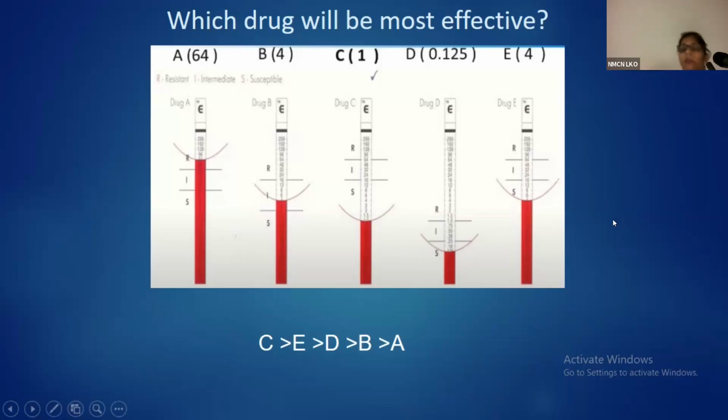So only MIC cannot guide the therapy. We have to look at the BMQ, that is breakpoint MIC coefficient. So along with MIC, you should know the breakpoints also. They should be mentioned in report. But there are so many factors, PKPD factors also, which guide the treatment. So it is not always possible to decide on the basis of one factor only.